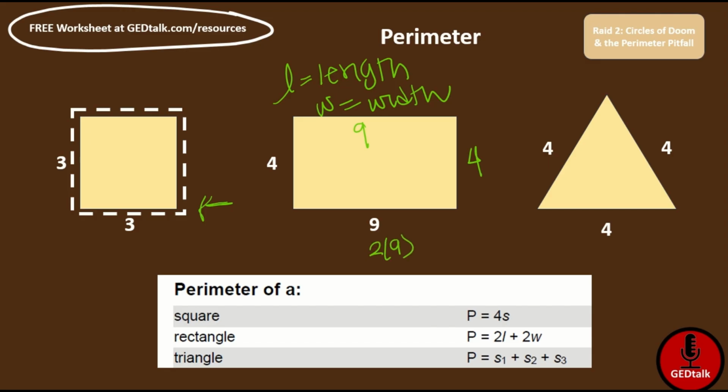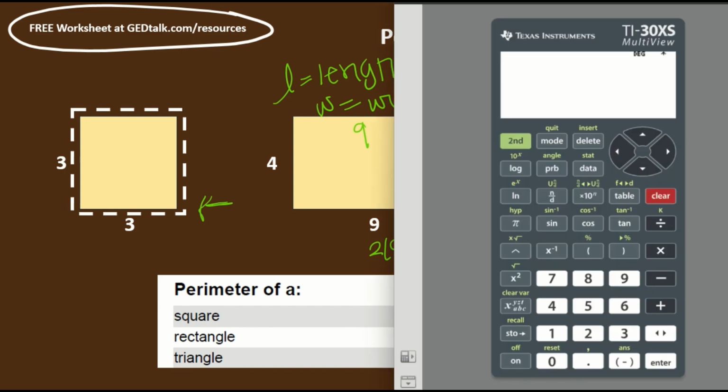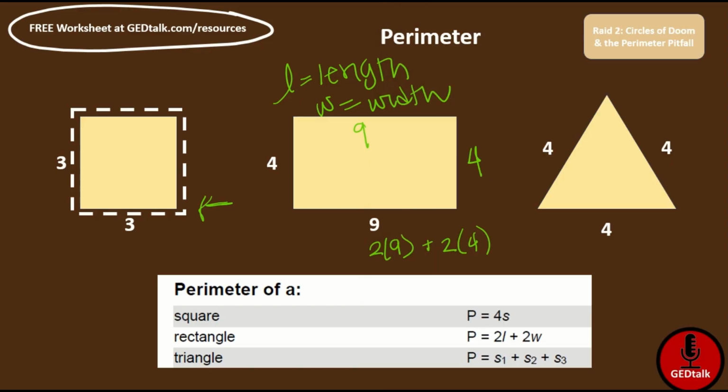Well, that's either 2L or 2W. It doesn't matter, in all honesty. And then 4 plus 4, which is the same as 2 times 4. And then when we pull up our calculator, we have 2 times 9 plus 2 times 4. And let's hit enter. And what do we get? We get 26.